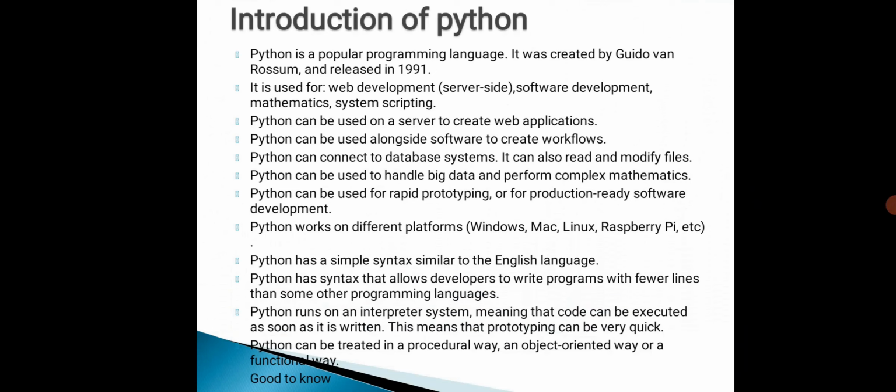Python runs on an interpreter system, meaning that code can be executed as soon as it is written. This means that prototyping can be very quick. Python can be treated in a procedural way, an object-oriented way, or a functional way.